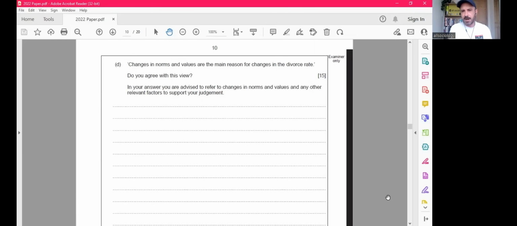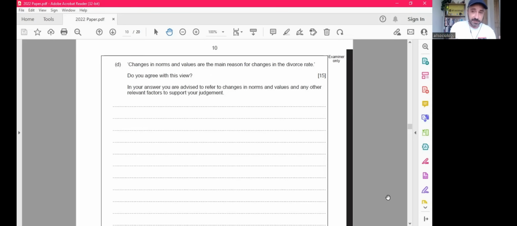So with a 15 marker like this, most of the time you'll be given a statement, and the statement here is changes in norms and values, the main reasons for changes in divorce rate. Do you agree with this view? I always say to my students, in the nicest possible way, no one cares whether you agree with that view or not. What they want to know is, what do different sociological arguments say? This question is basically asking you, is changes in norms and values or changes in attitudes the only reason for the decline in divorce rate? The answer is no, but that is one particular role.